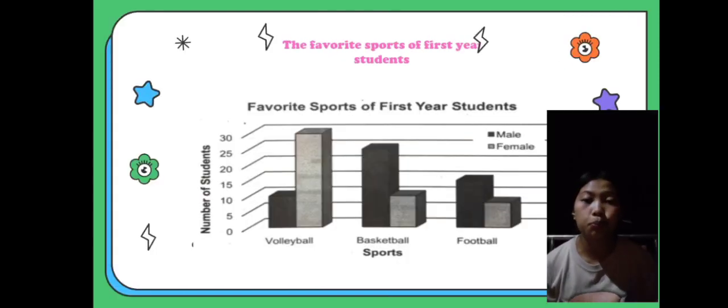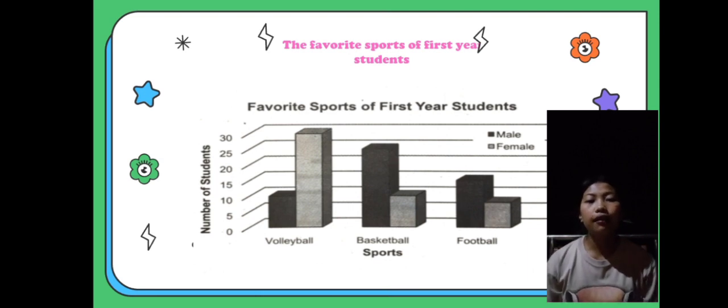The favorite sports of the year. In here, the double bar graph may be interpreted as follows. The double bar graph above represents the favorite sports of first year students. The key tells us that the black color bars represent the number of male students, while the gray ones represent the number of female students who like a given sport.